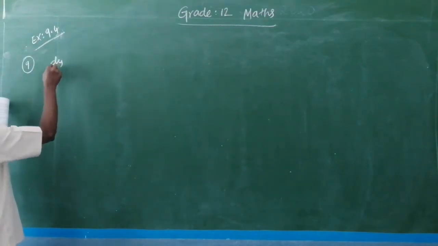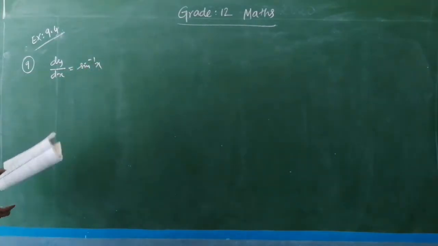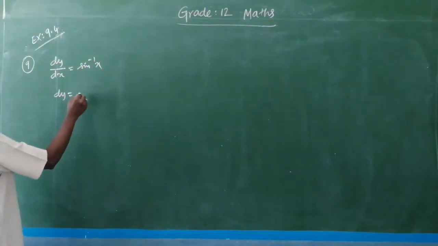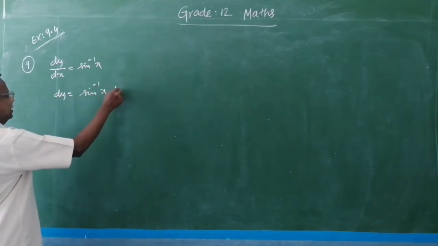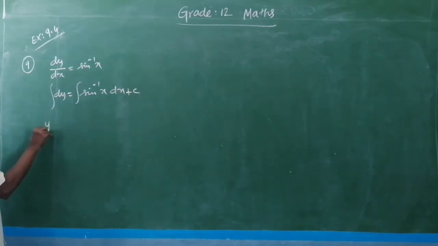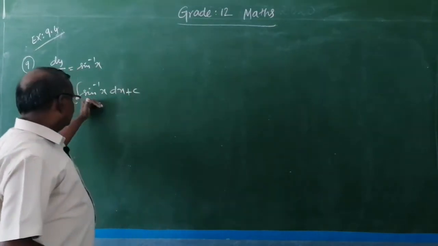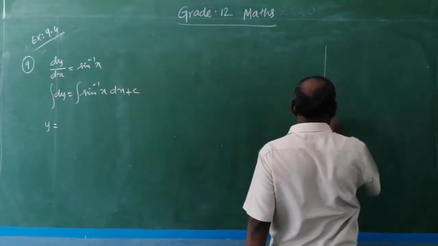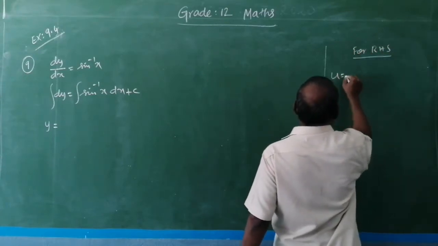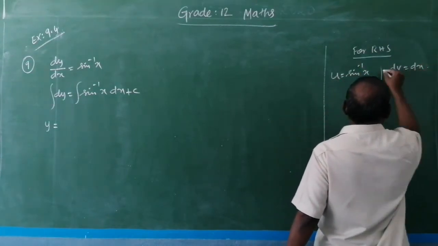Given dy by dx equal to sin inverse of x. Separating the variables, we have dy equal to sin inverse of x into dx. Integrate here itself plus c. So LHS is equal to y, and for the RHS we need integration by parts because sin inverse of x cannot be integrated directly. So for RHS, u equal to sin inverse of x and dv equal to dx.